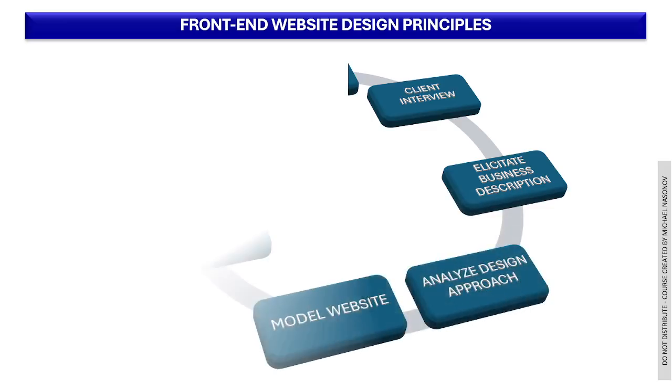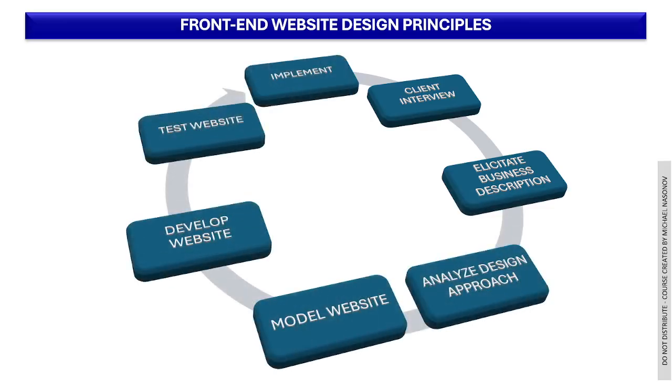The previous two lectures provided you quite enough information about combining HTML with cascading style sheets to implement a practical solution. Let's take a look at front-end website design principles. First of all, you start with a client interview, where you elicit a detailed business description, after which you analyze the design approach. You can start modeling your website, after which you develop the website, test the website, and finally implement it into production.